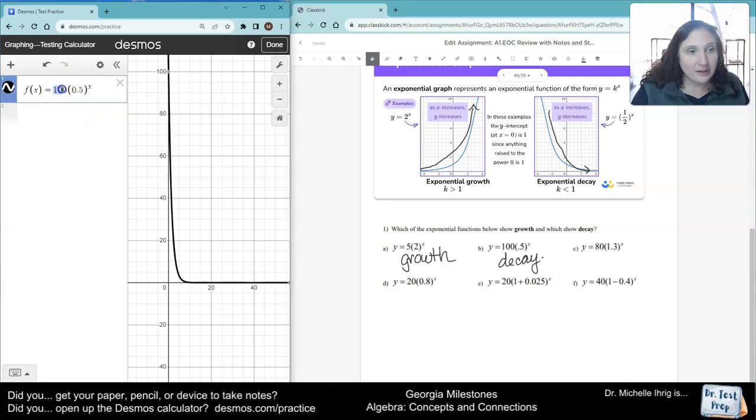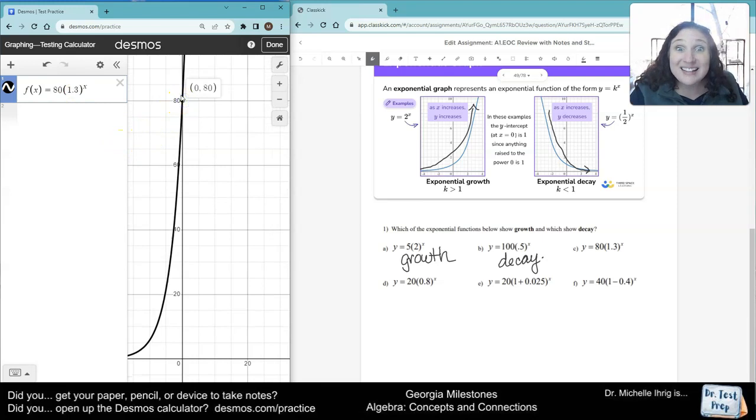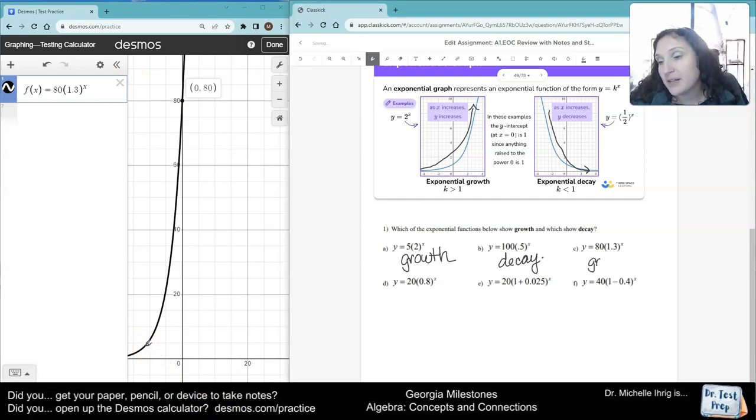Let's look at one more. Here comes my 80. Inside my parentheses, I've got my 1.3. And again, look, it crosses at 80 because that's my initial point. And what does it do? It grows up. Just like my plants behind me, I'm growing strawberries. They grow up. It grows.